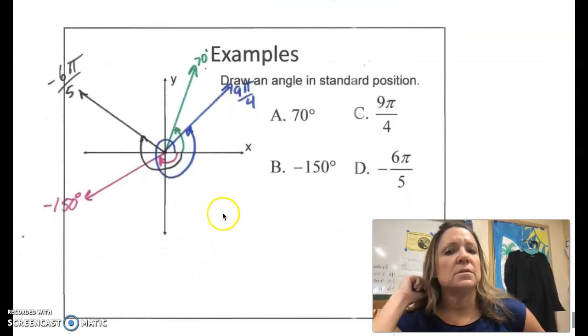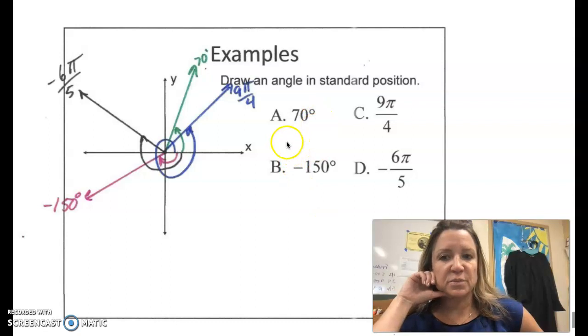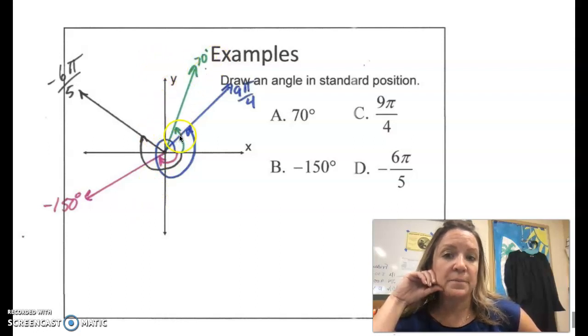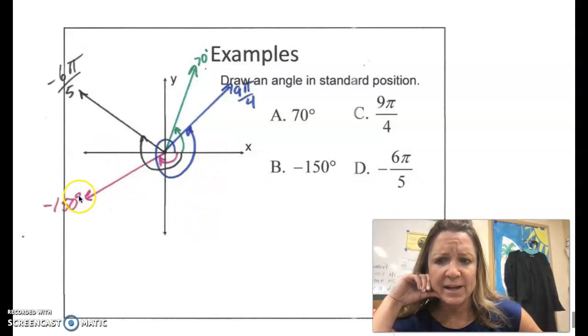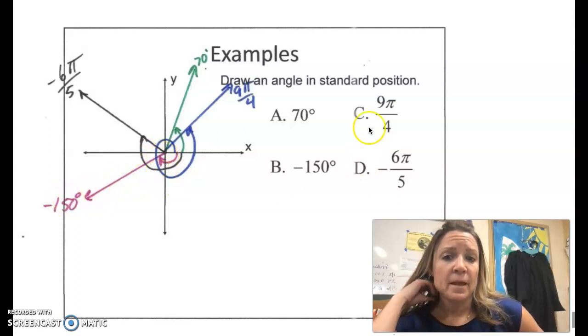All right. So now we're going to draw some angles in standard position. So A is 70 degrees. So A is going to be in quadrant 1 over here. If this axis is 90, right, then 70 is going to be about right here. B is -150 degrees. So we're going to go the opposite direction, which would be clockwise. And from here to here would be 180. So -150 is going to be this pink ray.